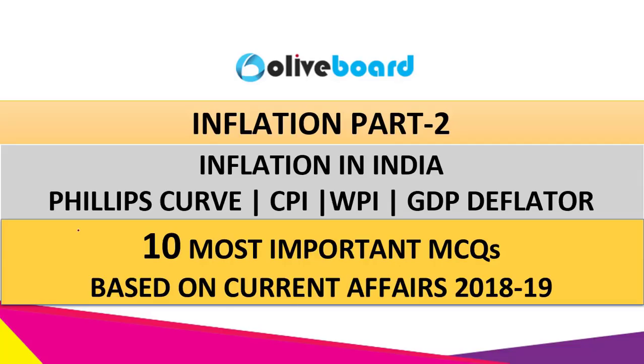This is part 2 of our two-part series which will cover all the important aspects of inflation and important and expected questions. So in this video, we'll be discovering some aspects of inflation in India, Phillips curve and CPI, Consumer Price Index, Wholesale Price Index, GDP Deflator. All these are indices to determine inflation. In 10 most important MCQs based on current affairs as well as concepts.